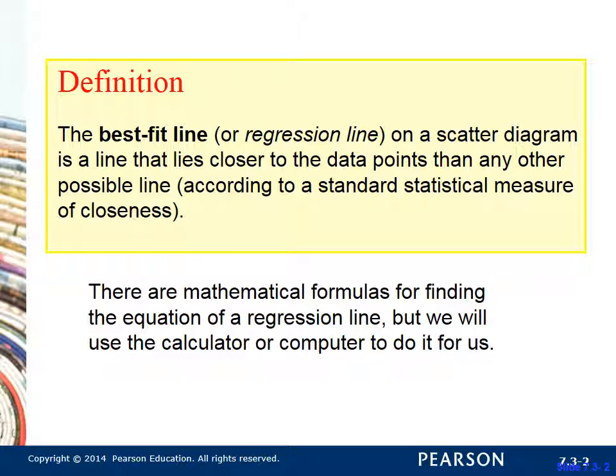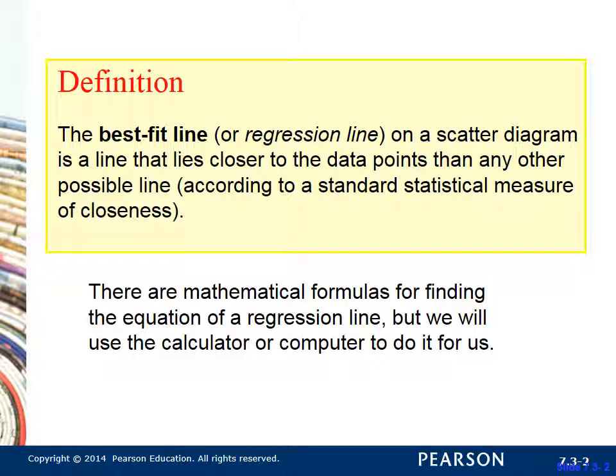First thing we need is a definition. What is a best fit line, also known as a regression line? This is going to be a line on a scatter diagram that lies closer to the data points than any other possible line, according to the standard statistical measure of closeness.